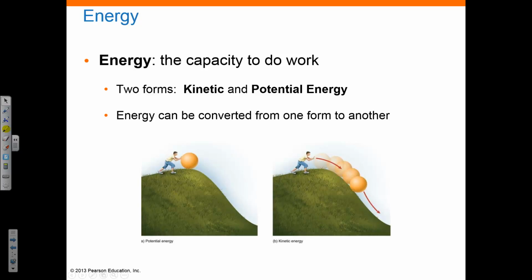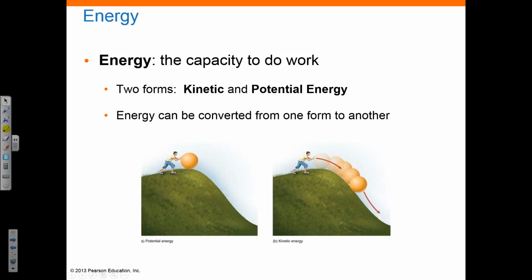Energy is defined as the capacity to do work and has two forms: kinetic energy and potential energy. Kinetic energy refers to the energy of motion, while potential energy refers to stored energy. Energy can be converted from one form to the other, as demonstrated in the diagram below.